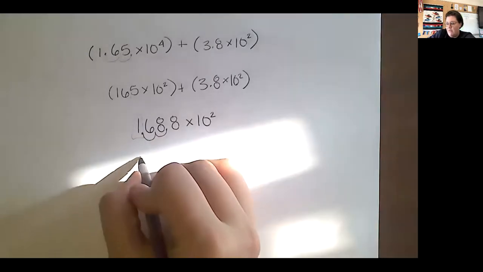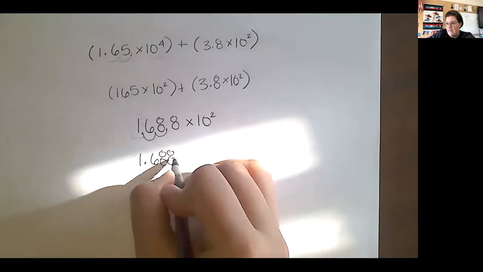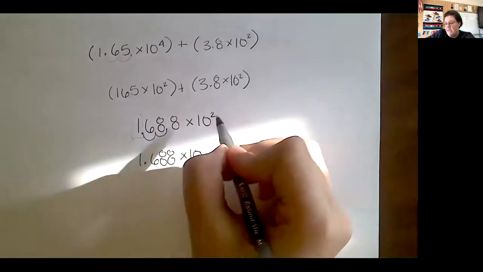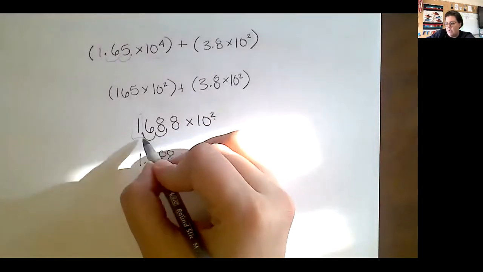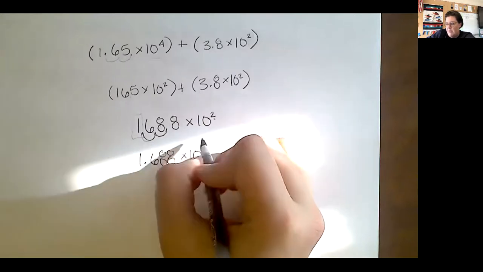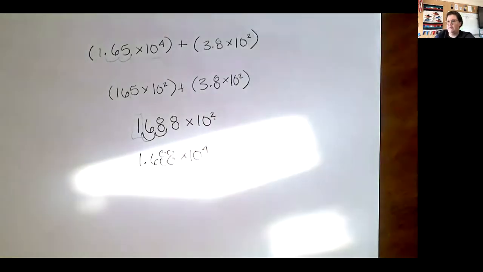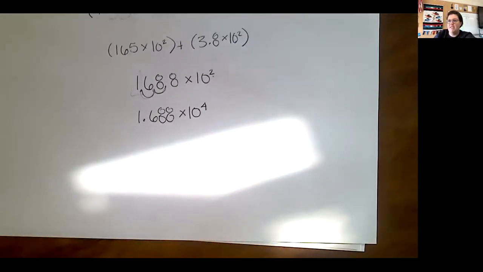So now we have 1.688 times 10. Well, it was 10 to the second power, but we moved the decimal 2. So 2, 3, 4. We have it back to 10 to the fourth power. Sorry, there's sun shining right there. So that is what you'll do.